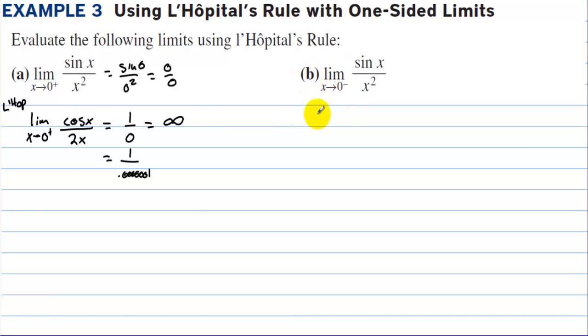Let's look at B. We get 0 over 0 again, so we're going to do L'Hopital's rule. We have the limit as x approaches 0 from the left now of cosine of x over 2x, which is 1 over 0, but this time we're approaching on the negative side. So this is like having 1 over negative 0.00000001, which would be a negative very big number, which is negative infinity.